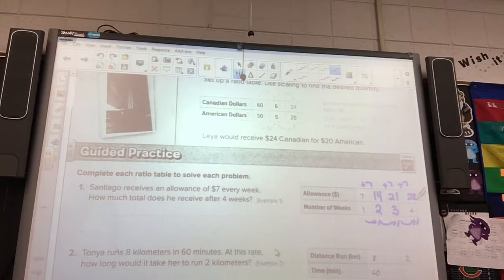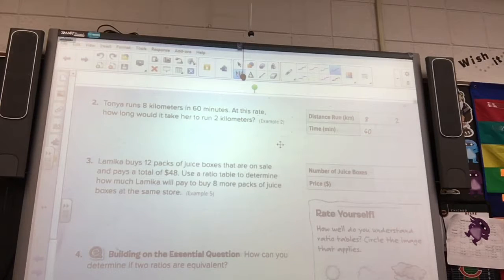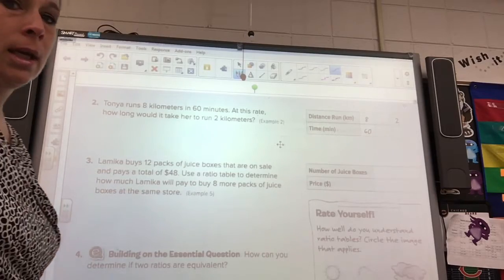All right, let's look at Tanya. Tanya runs 8 kilometers in 60 minutes. I'm going to go over the screens. I think I put on the next one. Yeah, that's higher. 8 kilometers in 60 minutes. So we're back at the top. At this rate, how long will it take her to run 2 kilometers? So now they gave us an 8, a blank space, and a 2. So how are we going to get from 8 to 2 in 2 steps?